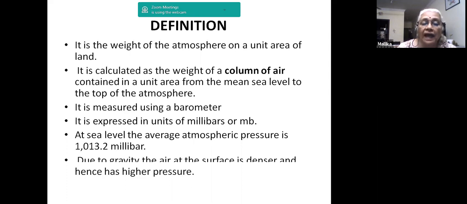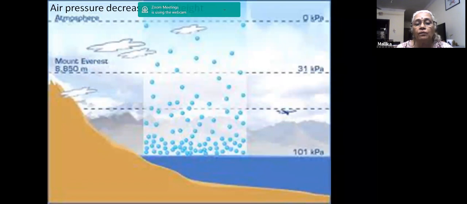1013.2 millibars, and due to gravity, you'll find that since the air is denser, it has a higher surface pressure, especially at the sea level, and as you go up, the air pressure decreases. So if there is a value that is greater than 1013.2, that means that the air pressure is more. If the value is less than 1013.2, that means the air pressure is less, right? And that can happen mainly due to temperature conditions. Okay, right. So this is how pressure decreases as you go from ground level above.